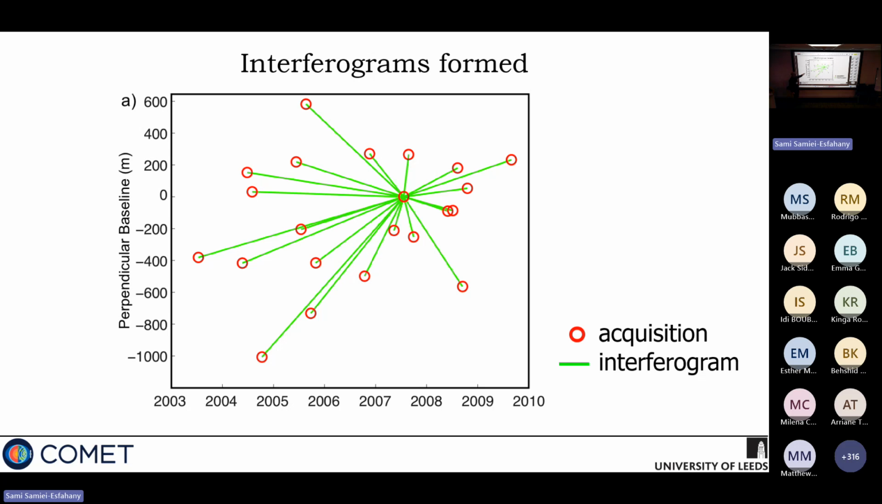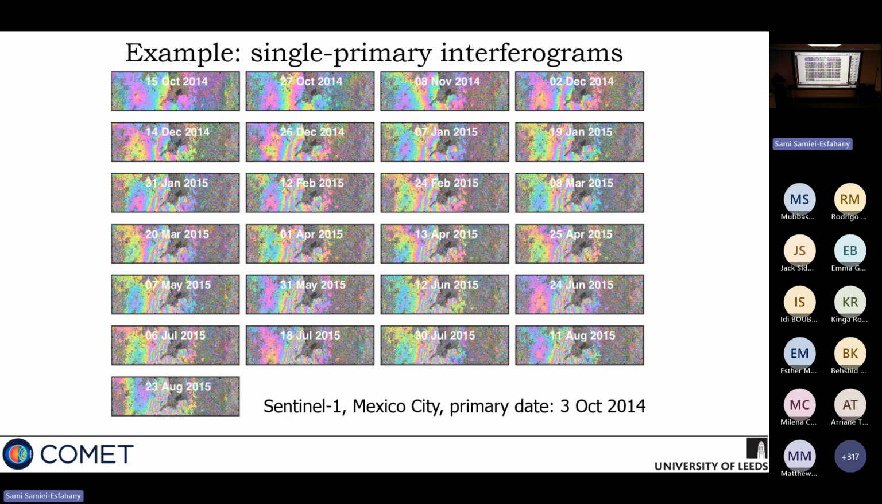It's just interferometry. And I'm going to show a number of plots like this where time is along the x-axis and the perpendicular baseline, which is a measure of how far apart the satellite's orbits are for each acquisition. So here, the red circle is every acquisition, and the green lines are the interferograms formed. And you can see they're all made to one single primary image. For this particular example, which is Mexico City, these are the interferograms that were made. This is Sentinel-1 data, early Sentinel-1 data.